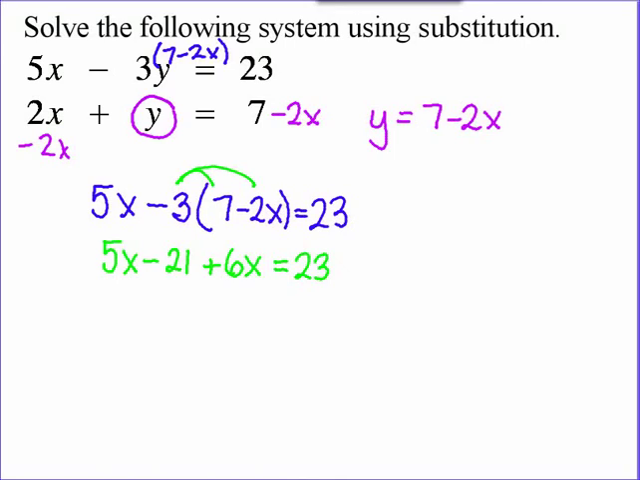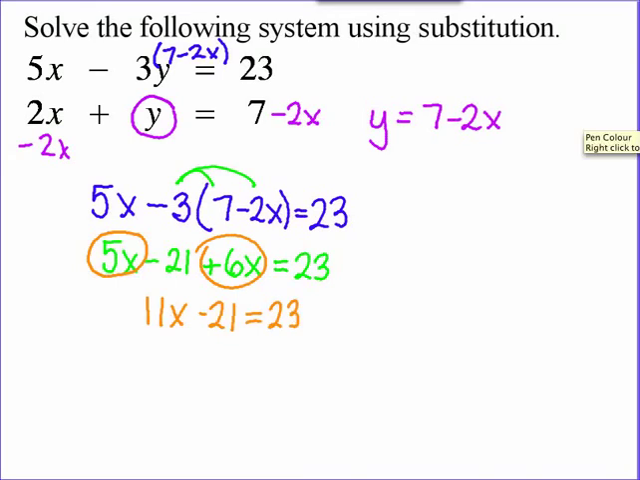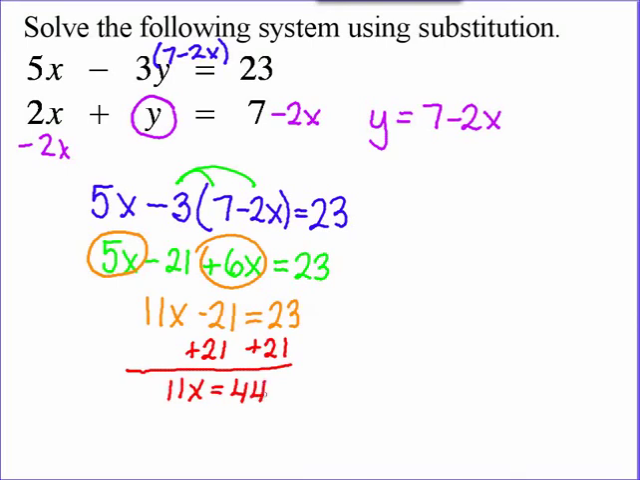Okay, now what we need to do, let's add some like terms together. 5x and 6x is how many x? 11x. So I have 11x minus 21 equals 23. What do you do to solve that? Add 21. You add 21 to both sides. So you end up getting 11x to equal 44. Very good. Next step is to divide by 11. So what does x equal?